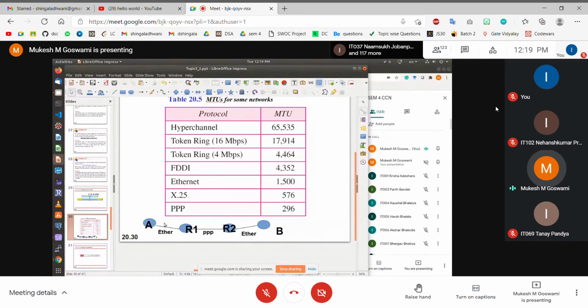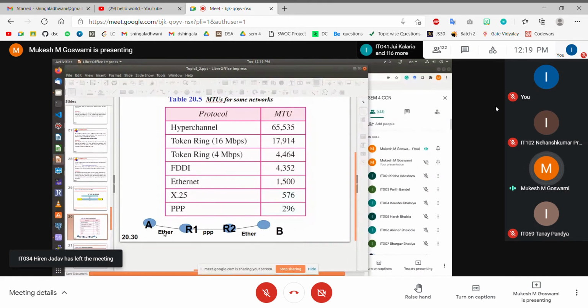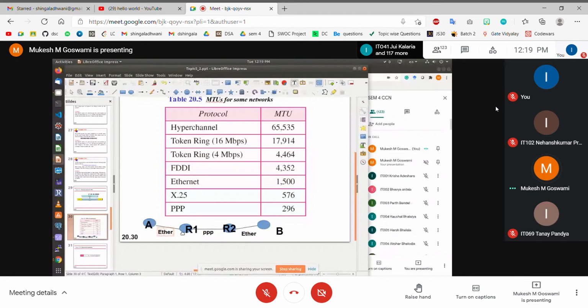So now what is happening is, when A is generating an IP packet, A will check what the underlying hardware is. The underlying hardware is twisted pair cable, the underlying protocol is Ethernet, and therefore A will generate an IP packet where the size of the IP packet is going to be equal to 1500. So the size of the IP packet in this case is going to be equal to 1500.